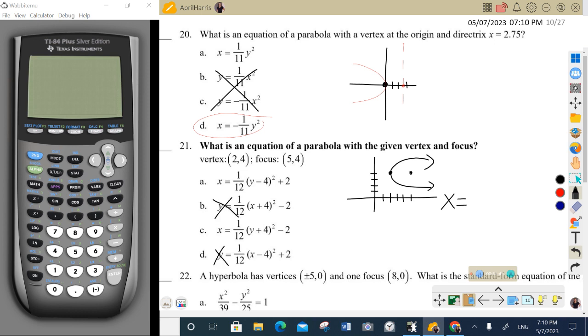I noticed that both of these have an a of 1/12, and it's positive, which opens right. So now we just got to get the vertex correct. So if the y value of the vertex is 4, inside the parentheses should be minus 4, not plus 4. And then the x value is 2, and that's out here on the end, 2.